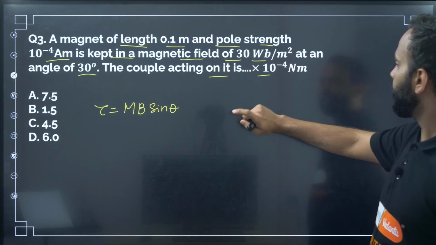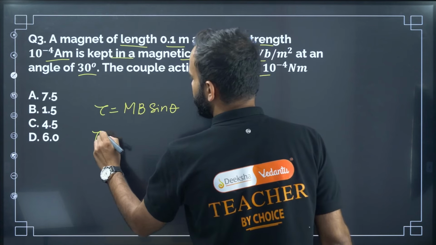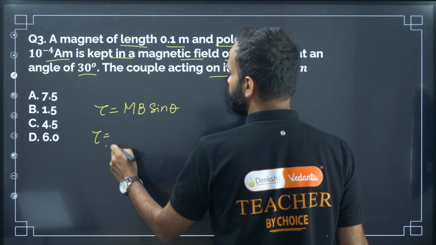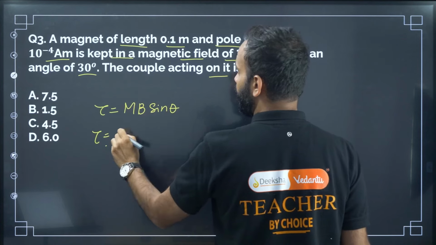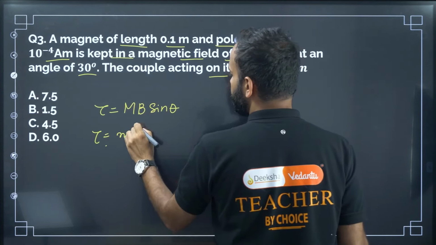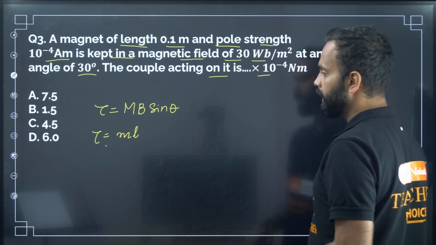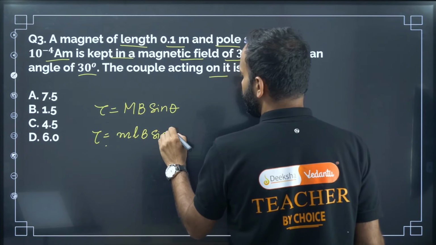What is the angle between magnetic moment and B? It is 30 degree. So now tau equal to, what is the magnetic moment? Magnetic moment is equal to pole strength m into the length of the magnet, into B sine theta. We need to find tau.